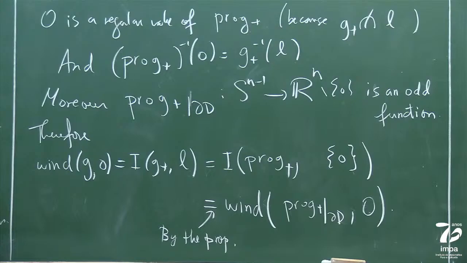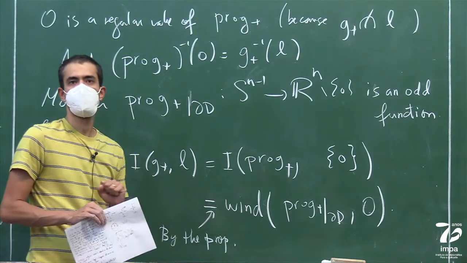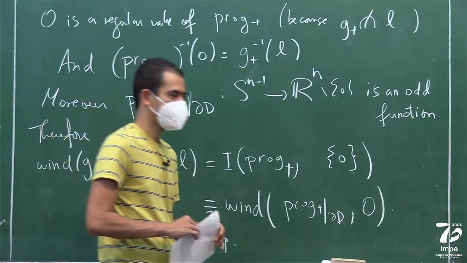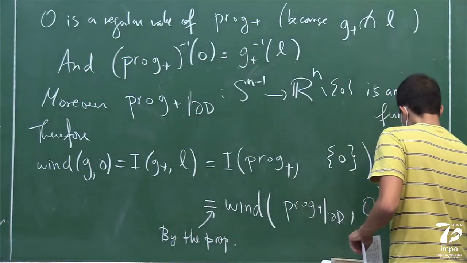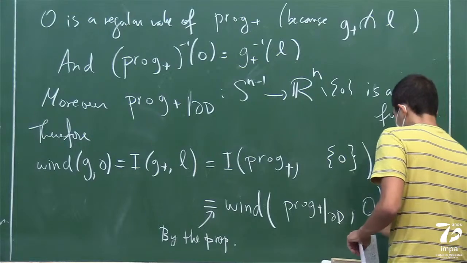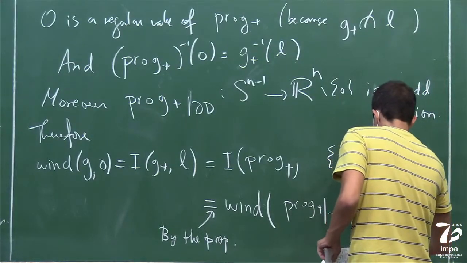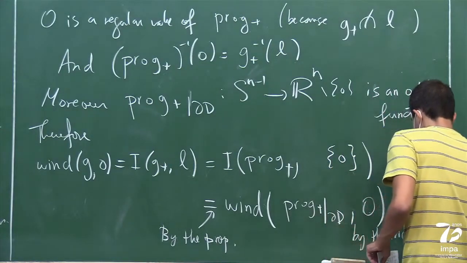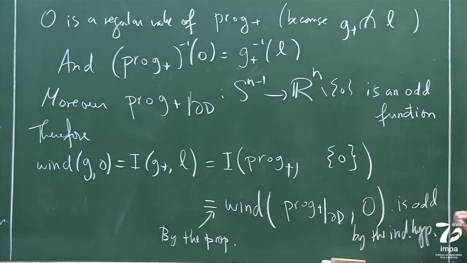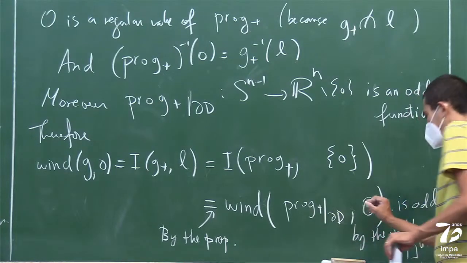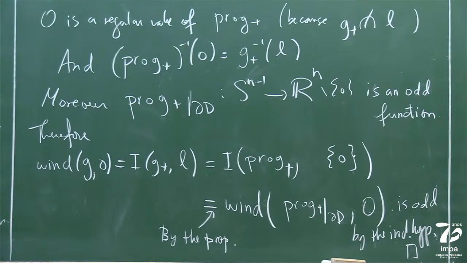Okay? And by the induction hypothesis, this is odd. So this is odd by the induction hypothesis. And then we're done. Okay? So we proved the Borsuk-Ulam theorem. So we proved it by induction.